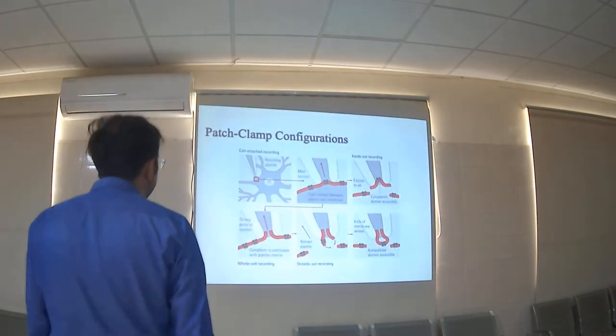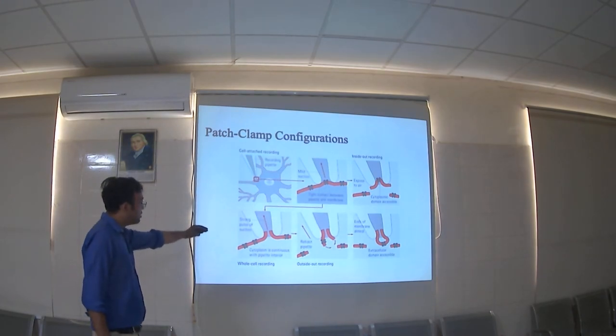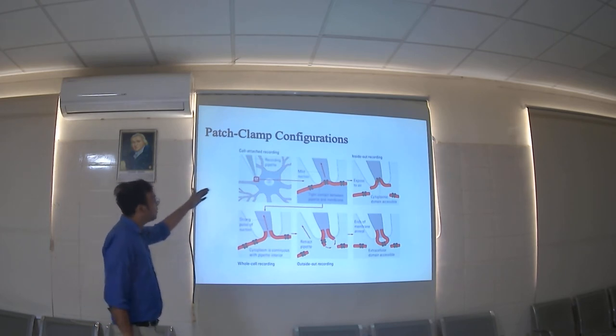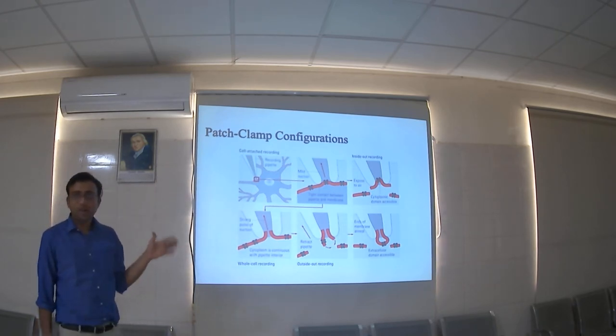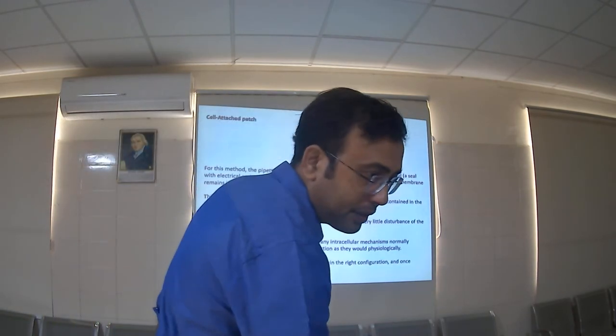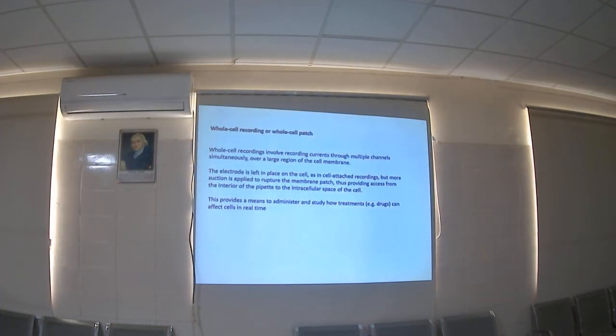So whole cell recording is like you focus on this one. Here the cytoplasm is continuous with the pipette interior. So आपने first example में देखा outside, second inside out, और इसमें कि membrane rupture करके we study inside. ठीक है? So this is a whole cell recording. So whole cell recording involves recording current through multiple channels simultaneously over a large region of the cell membrane. जो वो question पूछ रहे थे कि it will not have a sodium channel. So in this technique, we use a large region of the cell membrane.